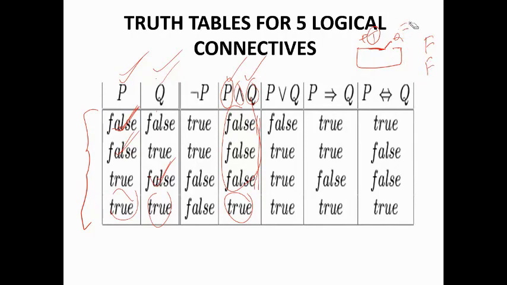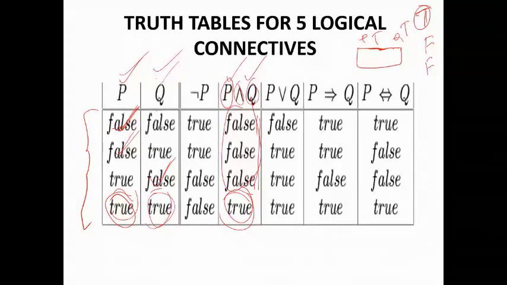The possibilities are there. I mean, only one condition is possible, when P is on and Q is on. These two switches are on. So true, true means the current will flow. True. So the same thing is here. When the two sentences are true, then it will be true. Otherwise, it will be false.